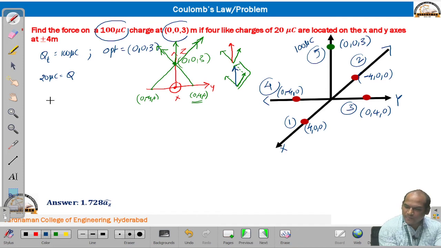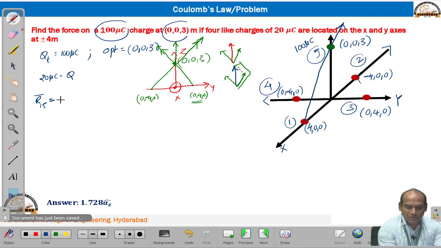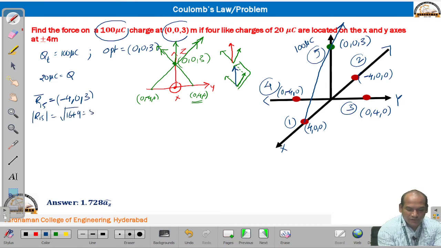Okay. So, R15: the 1 indicates the source charge position at (4, 0, 0), and the 5 indicates the test charge position, that is (0, 0, 3). What is the formula? Observation minus source. So, it is like this: observation minus source, that is 0 minus 4, that is -4; 0 minus 0, that is 0; 3 minus 0, that is 3. What is the magnitude for this one? The magnitude of R15 is the square root of 16 plus 9, which equals 5.